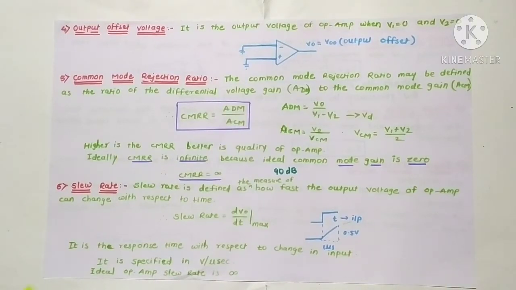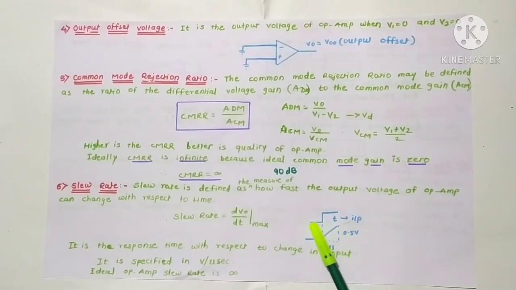Now the next parameter is slew rate. Slew rate is defined as the measure of how fast the output voltage of an op-amp can change with respect to time. Means it is the maximum change in the voltage with respect to time. So slew rate is equal to dV0 by dt maximum. It is nothing but the response time with respect to the change in the input.